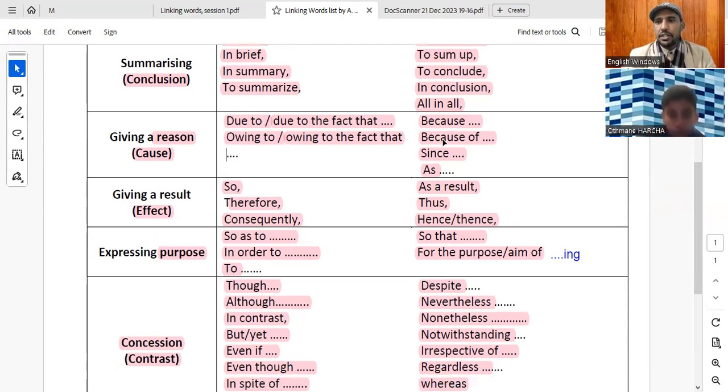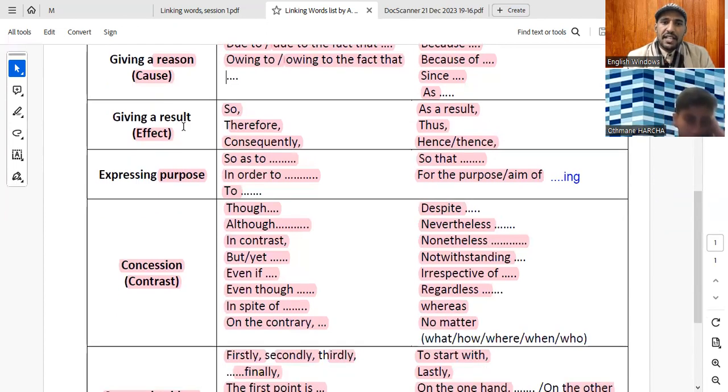And the way we use these linking words is different. They may have the same function. You may find two linking words which have the same function, but they are different in terms of structure. So how can we learn that? We are going to learn that through practice and more practice.